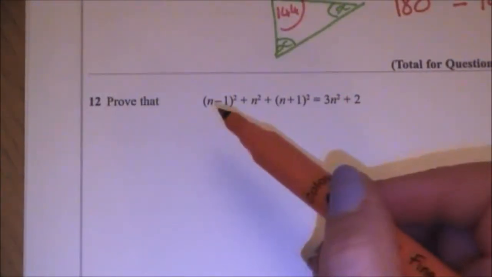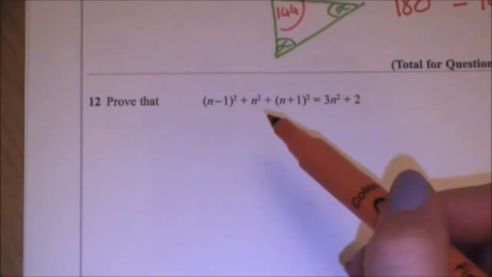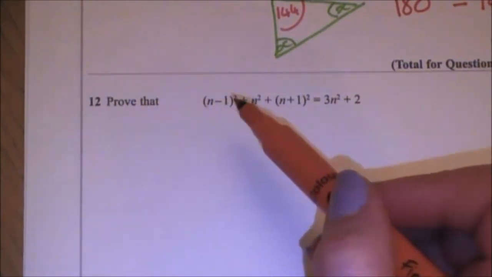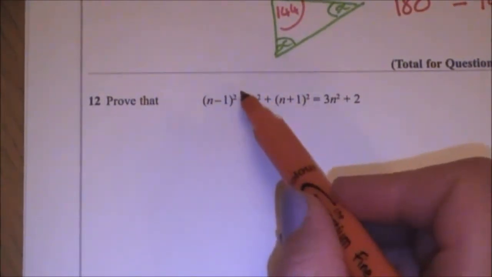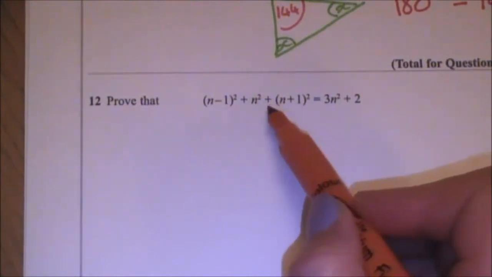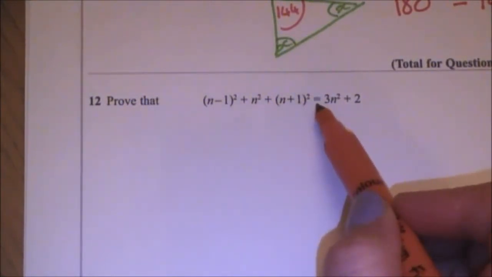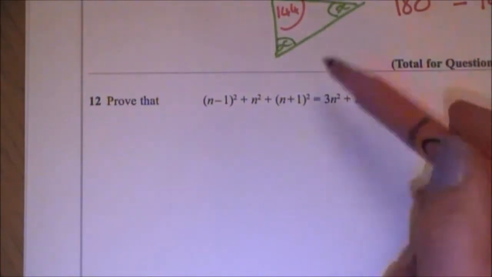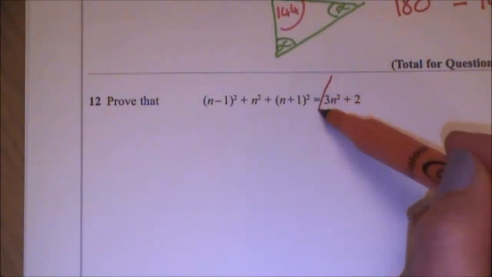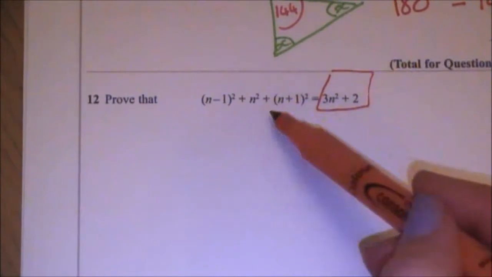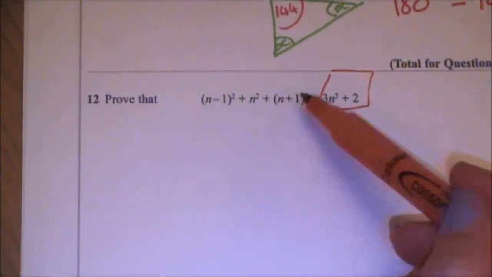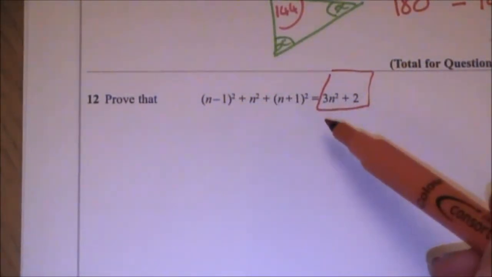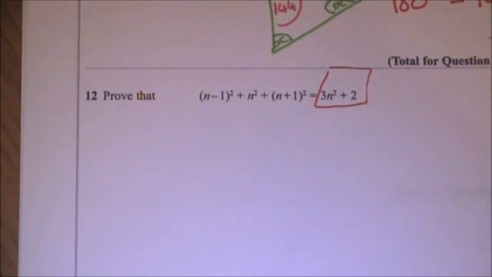Question 12. This is an algebraic proof question, and they want you to prove that (n - 1) squared plus n squared plus (n + 1) squared is equal to 3n squared plus 2. So we don't need to worry about this part for now. We're going to look at this and check back at the end to make sure we can get back to there. Now, pretty intimidating looking question.